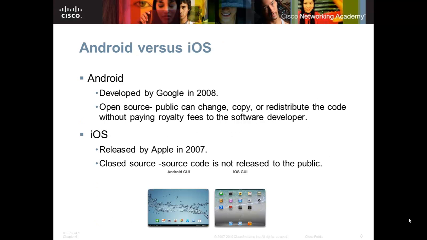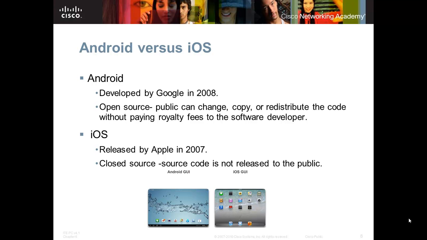The main two operating systems that are discussed in the Cisco curriculum for mobile devices are the Android, which was developed by Google in 2008. It's open source, which means the public can change, copy, or redistribute the code without paying royalty fees to Google. And there's also the iOS, which was released by Apple in 2007. This is closed source, which means the source code is not released to the public.